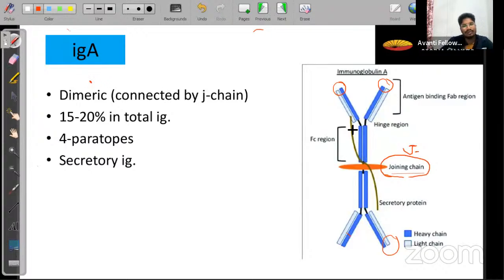Dimeric in the sense there will be a J chain present in the middle. You can see in the picture. The J chain will be connecting the two monomeric structures. This is immunoglobulin A, and it contributes 15 to 20% of total immunoglobulin. Along with that, as it is dimeric, 4 paratopes will be there. How many paratopes? 4 paratopes, right?